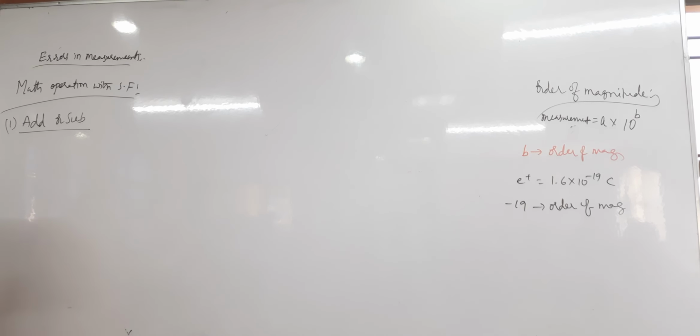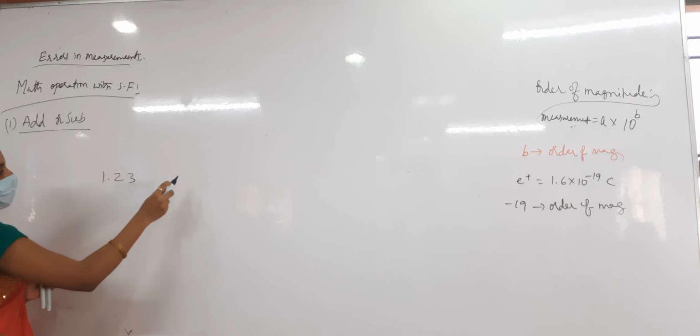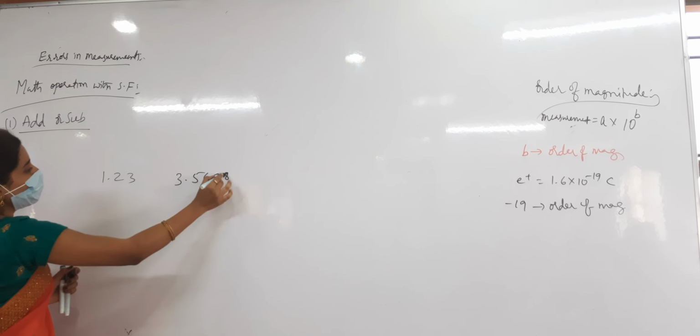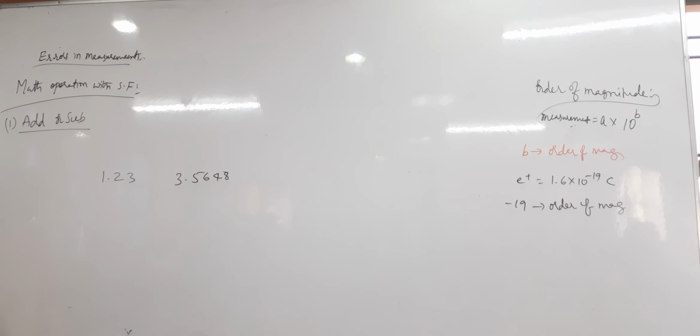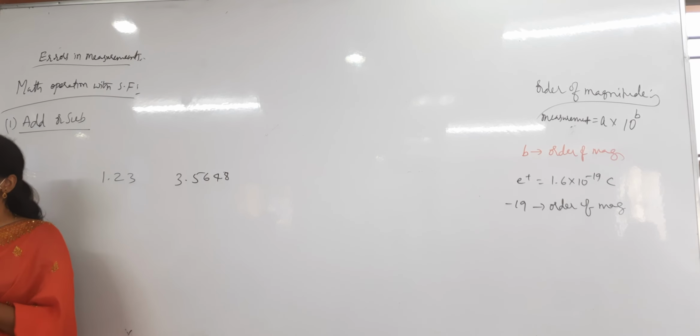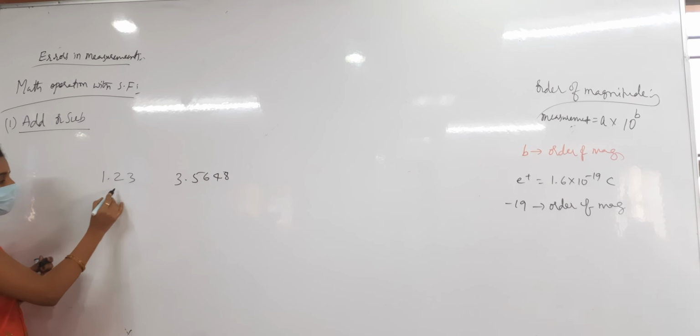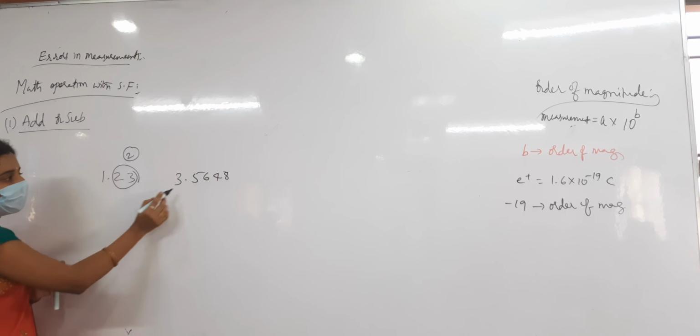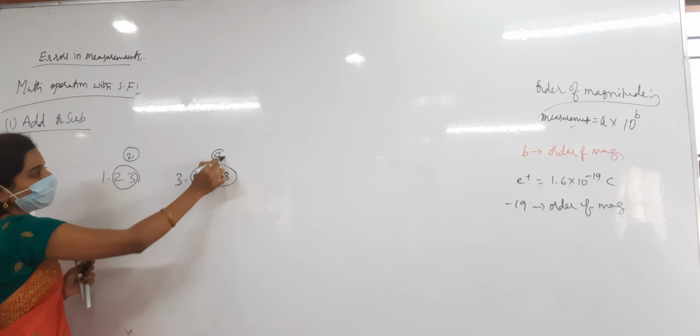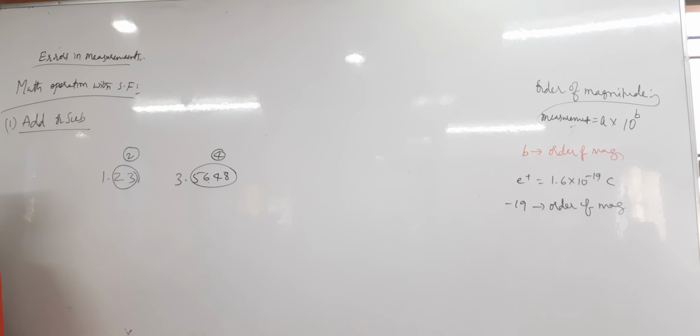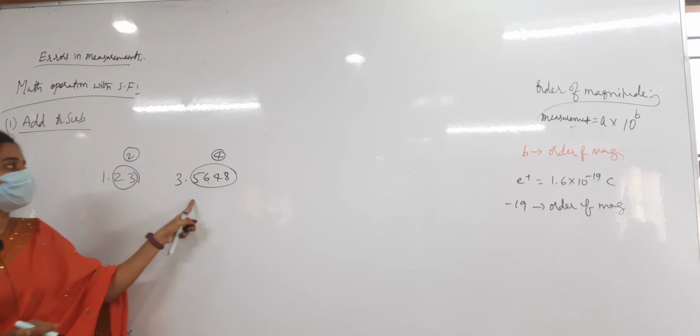For example, I have taken a number as 1.23, and another number as 3.5648. I have two values like this, and I have to add them in the form of significant figures. First of all, you have to observe the decimal point. After the decimal point, how many significant figures are there? Here 2. After the decimal point, how many are there here? 4. I am saying only after the decimal point, I am not talking about the total value.